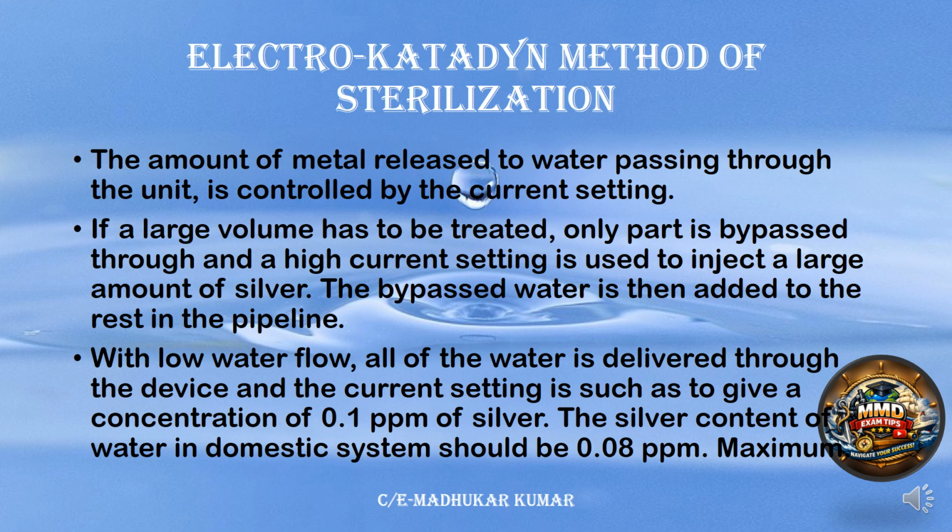But when we have low water flow, then what happens? All the water passes through the device and gets the ppm. So 0.1 ppm silver concentration is more than enough. A maximum of 0.08 is also accepted.